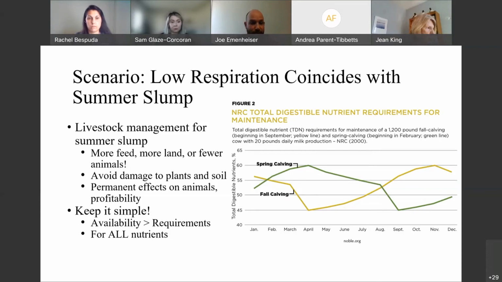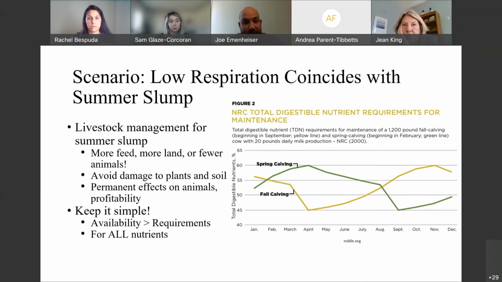One is to provide more feed. It might be supplemental, in terms of hay or grain in that case. Find access to more land, renting more pastures. Both of those things might be cost prohibitive, might not be available. And so the other solution is fewer animals.